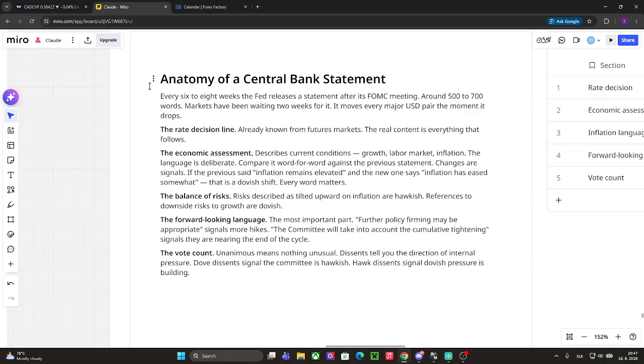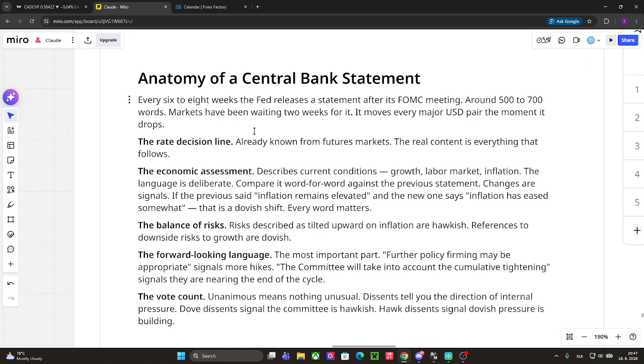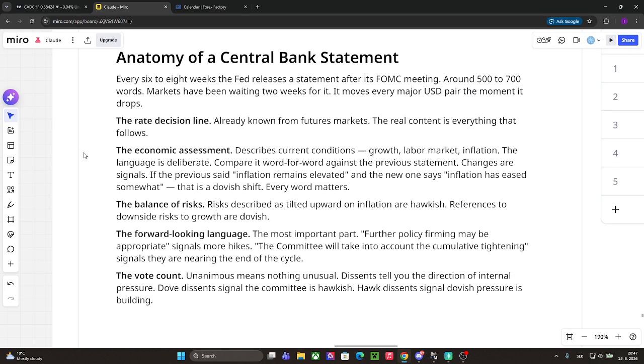So, anatomy of a central bank statement. Every 6 to 8 weeks, the Fed releases a statement after its FOMC meeting, around 500 to 700 words. Markets have been waiting 2 weeks for it. It moves every major USD pair the moment it drops. The rate decision line is already known from futures markets; the real content is everything that follows.